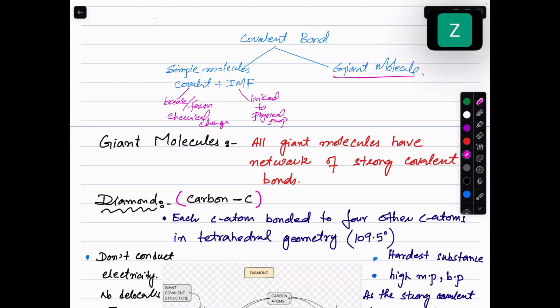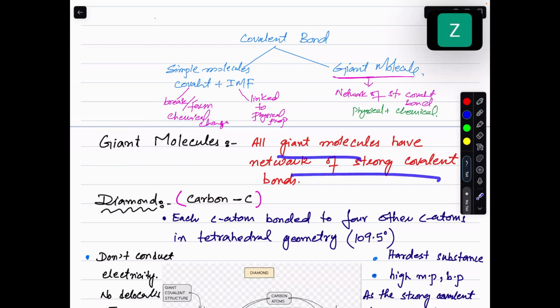In giant molecule, there is a network of strong covalent bonds. Therefore, their physical and chemical properties both are linked to what? Covalent bonds, right? Now coming to giant molecule. All the giant molecules have a network of strong covalent bonds.